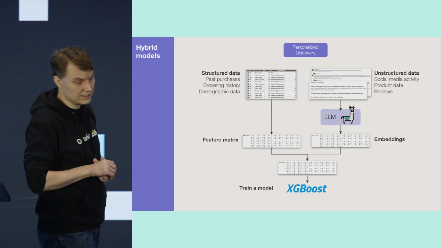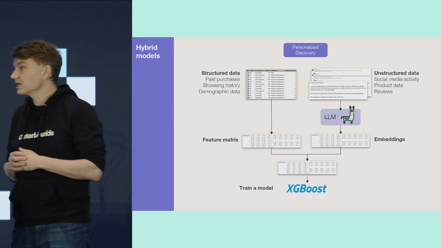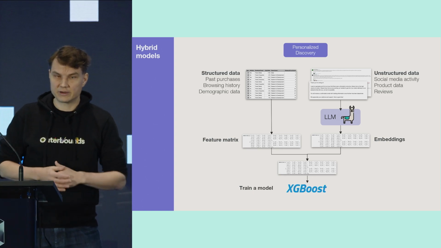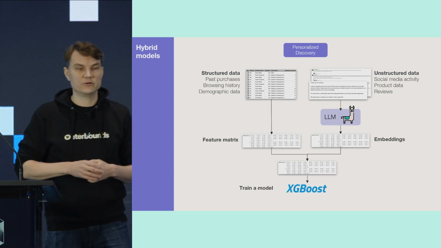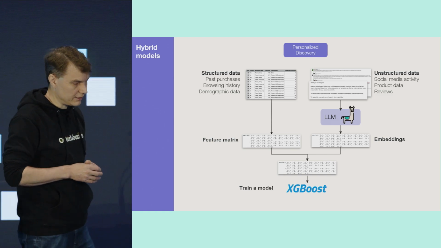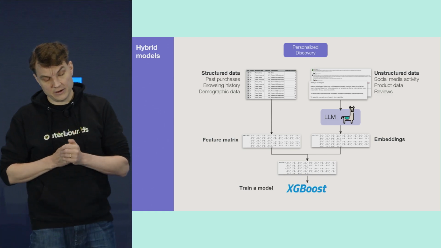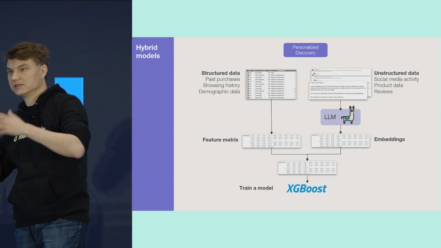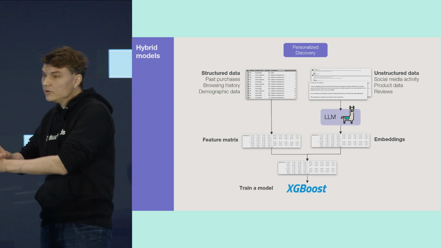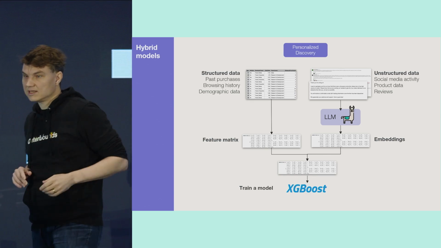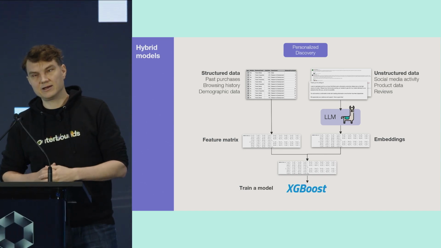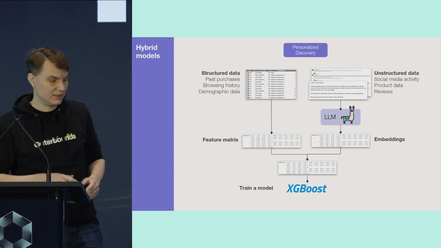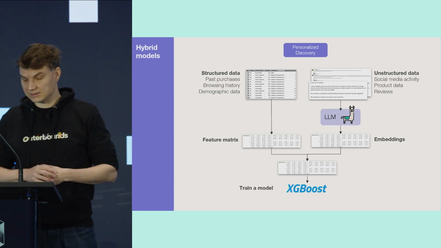So now, for instance, consider a personalized discovery use case where you really want to understand what kind of furniture we should recommend to this person. In the past, we could have taken into account structured features, like what kind of browsing history they have, what products they have viewed, what their demographics are. Now you can also look at all this other stuff they are doing, like reviews they have written, maybe their social media activity. You put it through the LLM, you get the embeddings, and you may get better results.